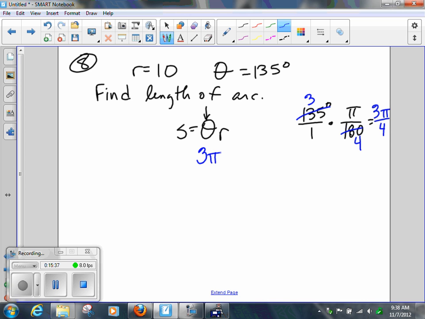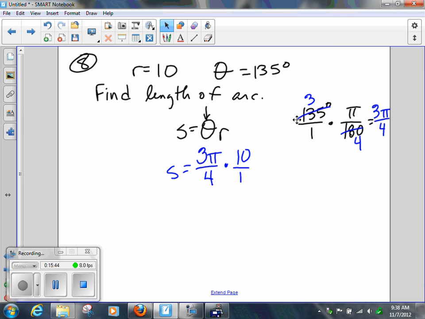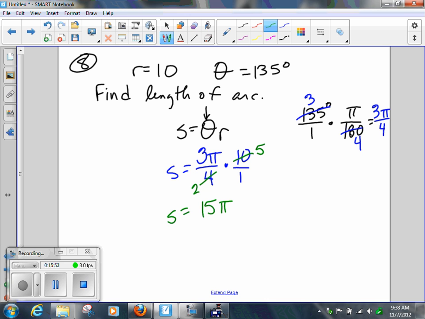Put that in place of theta. The radius is 10. And folks, it's just calculator work. 2 goes into 4 2 times, goes into 10 5 times, and you'll get 15 pi over 2. Do not leave your answer like that. This is a linear measure. Have you ever measured anything with a yardstick, with a tape measure, that was 15 pi over 2 inches long? Nope. You sure have not.